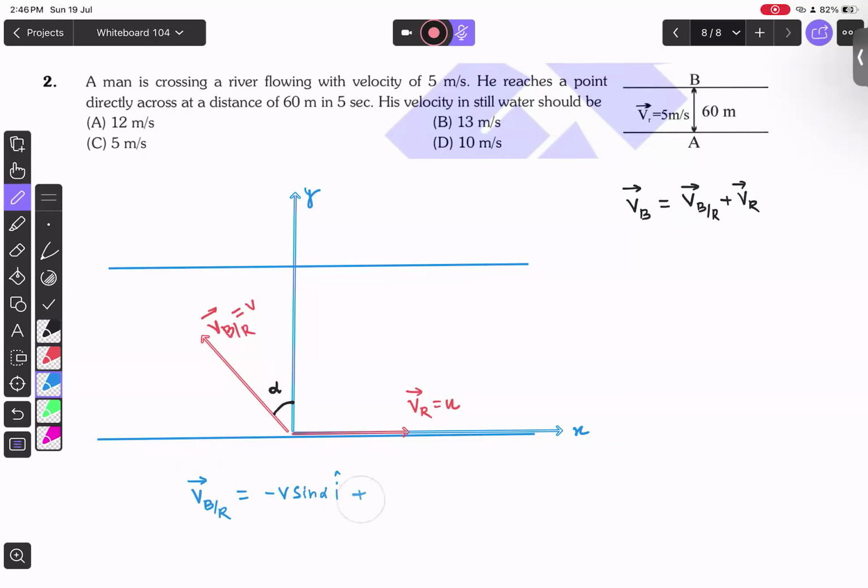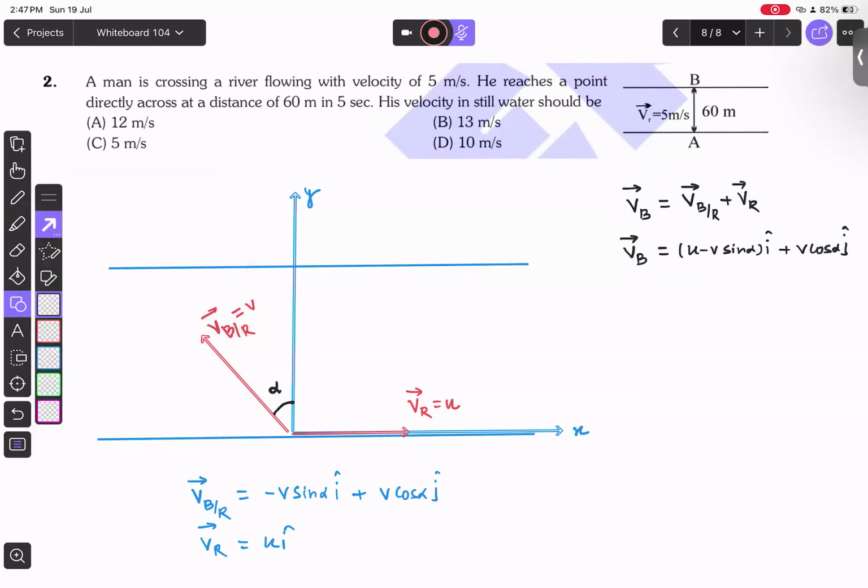The other component is v cos alpha j cap. The velocity of the river is u i cap. Adding them, what we get is (u minus v sine alpha) i cap plus v cos alpha j cap, correct? The moment you get VB, it becomes like a new question, which is an easy question.